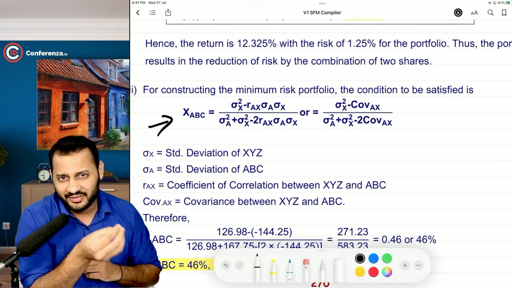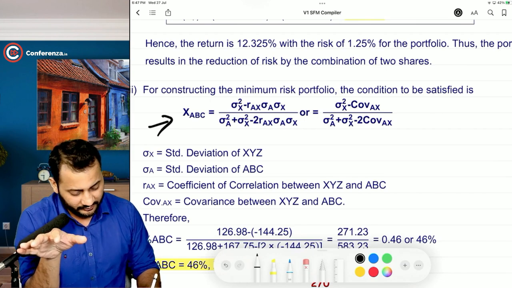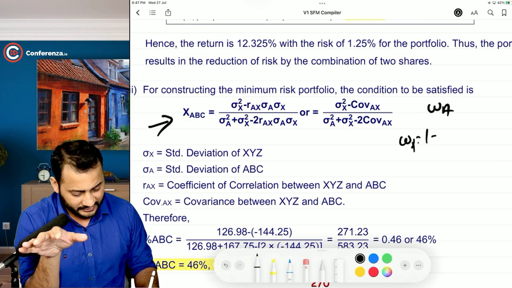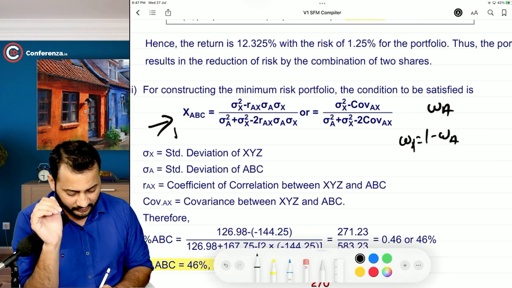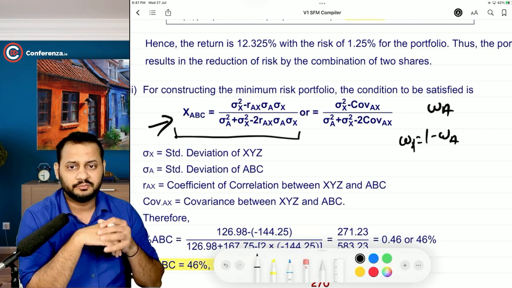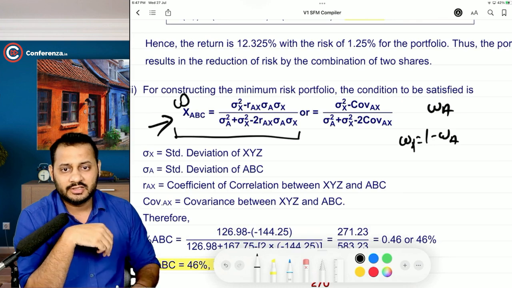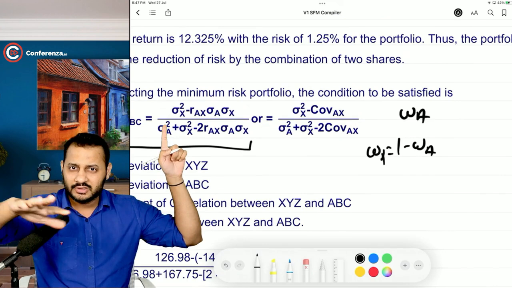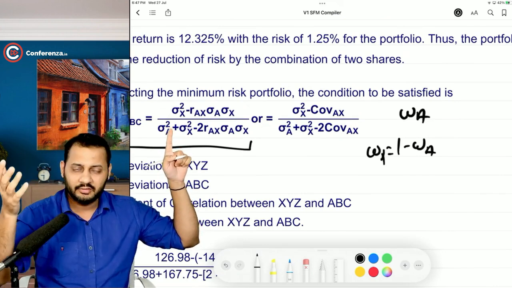If we come to know the weight of one security, the weight of the other security is very easy to find out. If you know the weight of A, then the weight of X will be 1 minus the weight of A. Isn't that easy? Yes. So let's find out the weight of A. This is the formula. I will come to the derivation of that part. Don't worry about it. This is going to be technical, but we will derive this.